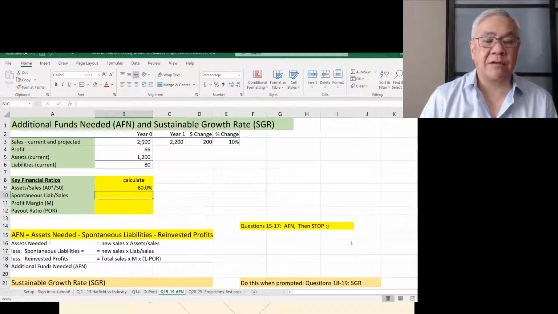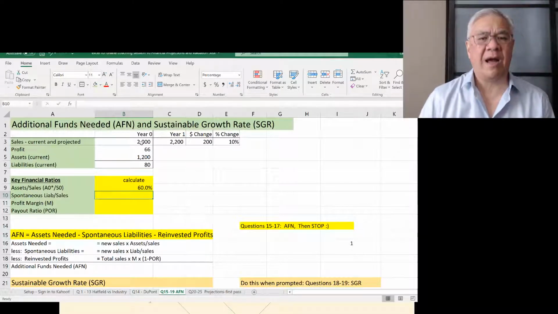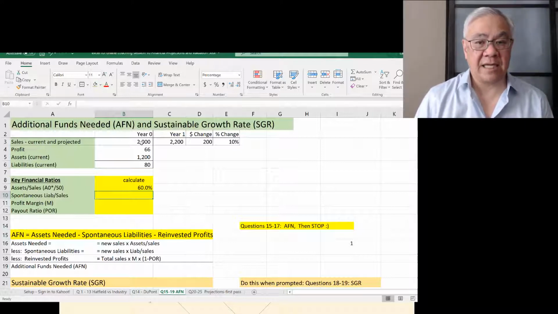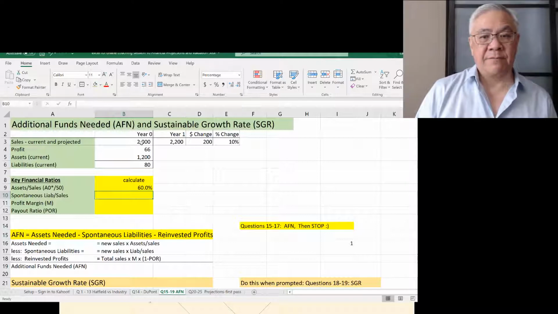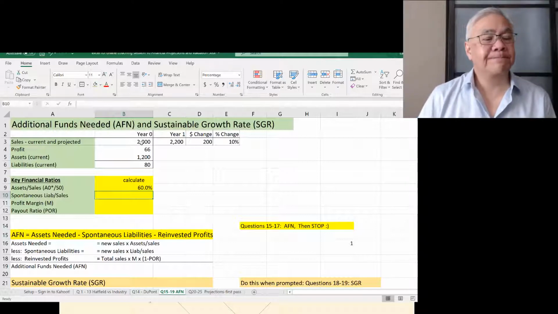That means for every dollar of sales, we need 60 cents in new assets. Wow, that seems like a lot. What's that for? Well, it could be for funding of receivables, it could be for funding of inventory, or it could be funding for new fixed assets necessary to support the production or distribution for that level of sales. So it's the total assets for every dollar of sales that we need.